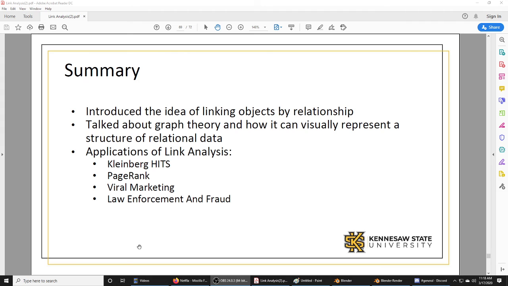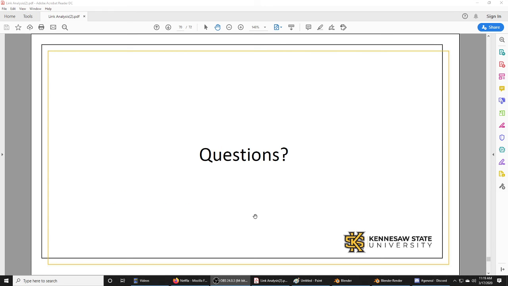So in summary, we introduced the idea of linking objects by relationship, talked about graph theory and how it can visually represent the structure of relational data, and the applications of link analysis: Kleinberg's HITS, PageRank, viral marketing, law enforcement, and fraud. Do you have any questions?